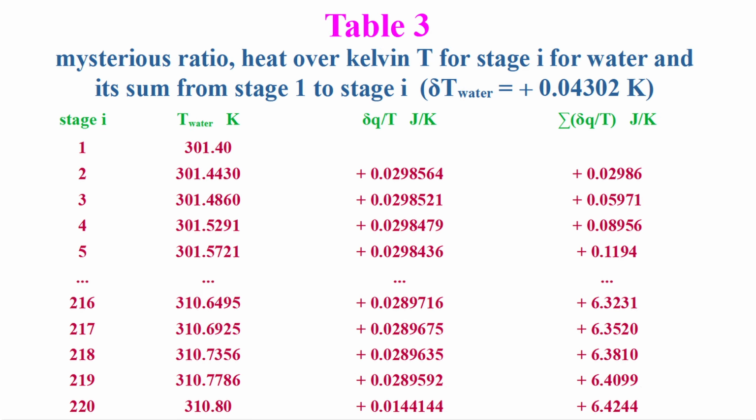Table 3 shows the results for water. As seen again in the last row of column 4, the final sum from stage 1 to the last stage at which the equilibrium state is reached is positive 6.4146 joule per Kelvin in this case.